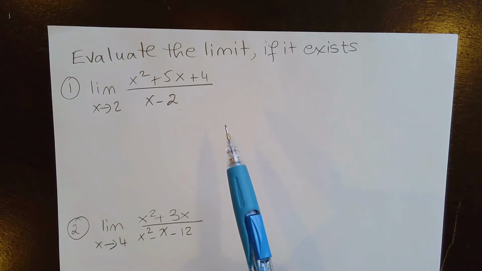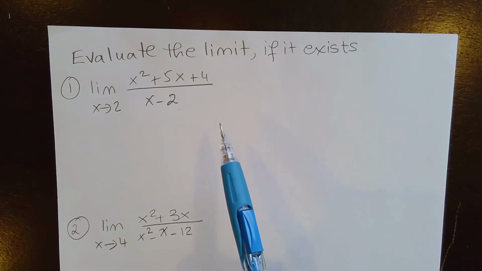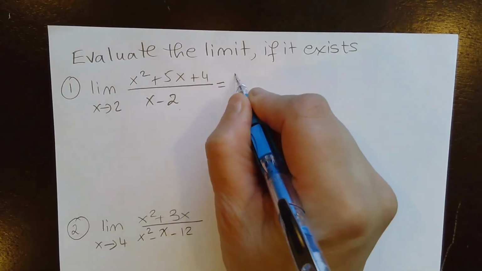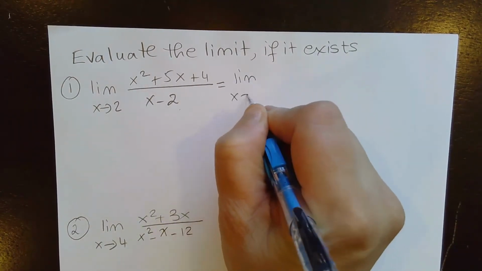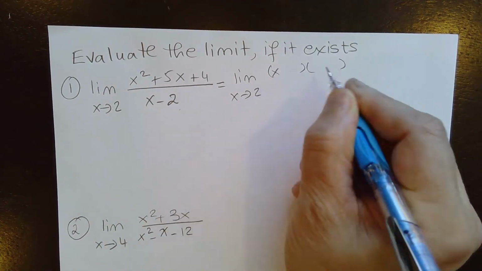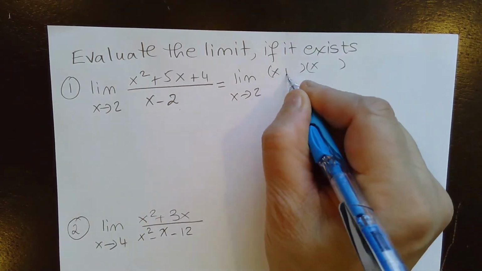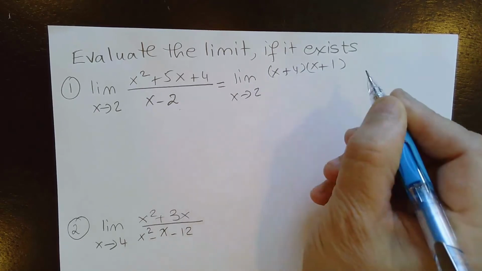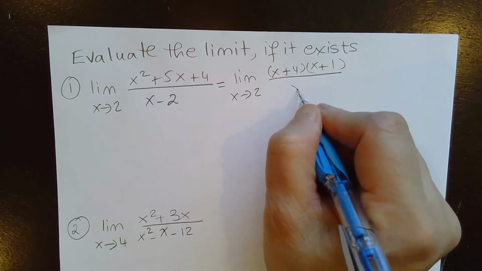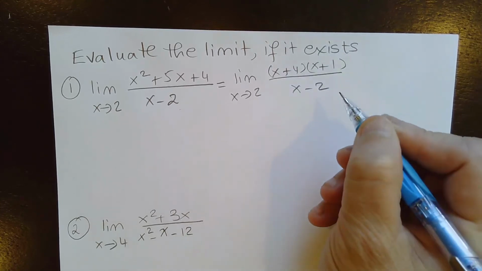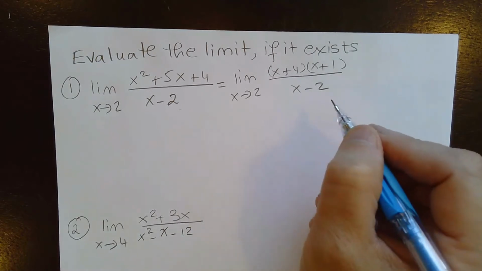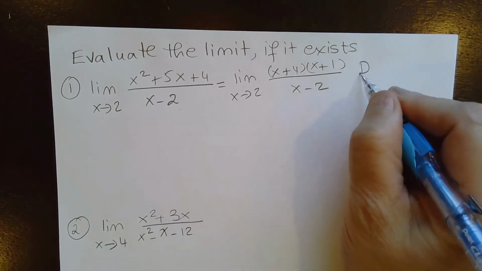Okay, what we need to do here is a little bit of algebra. Let's factor the numerator, if we can. The limit as x approaches 2. Let's see, we have x squared, so x and x. You must have a plus 4 and a plus 1. That will be the correct factoring over x minus 2. Unfortunately, nothing simplifies. So this limit really does not exist.